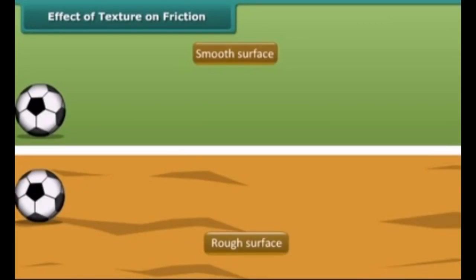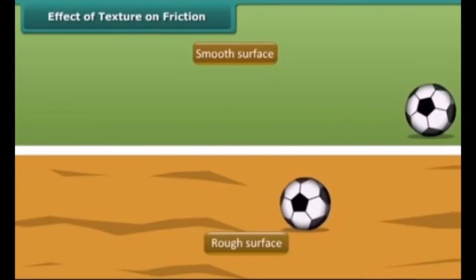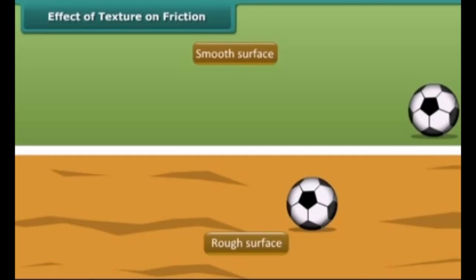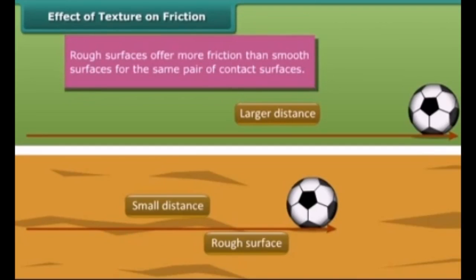In figure, a ball is rolled on smooth surface and another similar ball on rough surface. As you see here, both the balls start rolling on different surfaces with same speed, same force and at same time. But the ball which is rolling on smooth surface travels a larger distance than the ball rolling on rough surface. This shows that the rough surfaces offer more friction than smooth surfaces for the same pair of contact surfaces. This example proves that friction depends on the texture of contact surfaces.